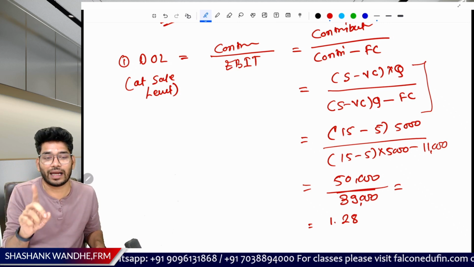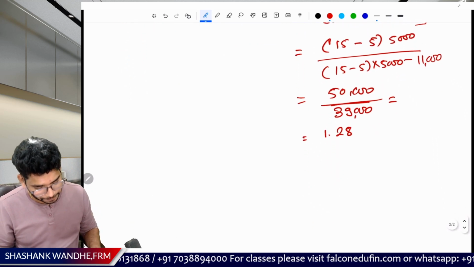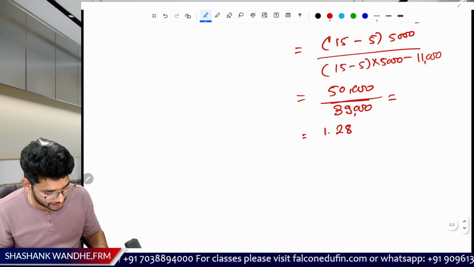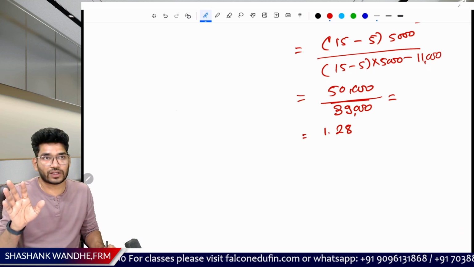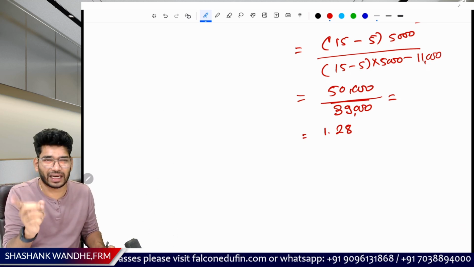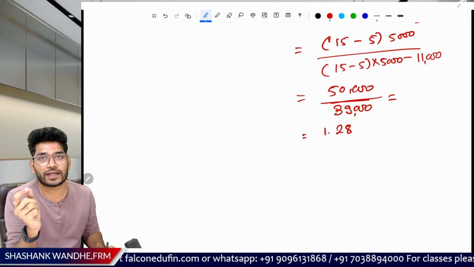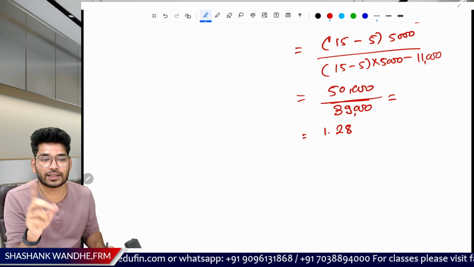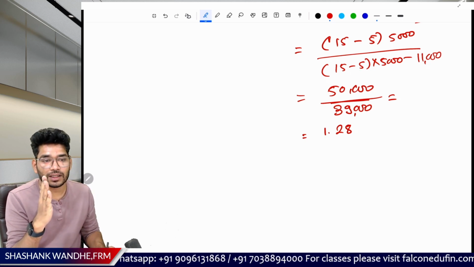So DOL will be based on total number of units sold. Now here, if you make this fixed cost 0, say there is no fixed cost at all, I'm saying fixed cost, but again, this is a fixed operating cost. So if there is no fixed operating cost, in this case, the answer is 1. Okay, so degree of operating leverage is equal to 1.